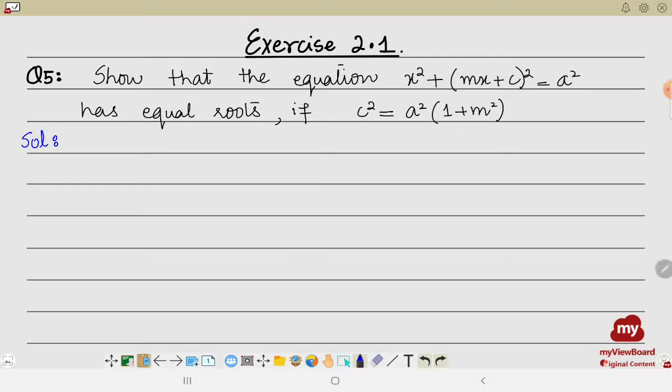In this video, we are going to use the concept of discriminant for solving the sum. Let's read out the question. Show that the equation has equal roots if c square is equal to a square into 1 plus m square. How are we going to solve the sum? We are going to use the concept of discriminant.